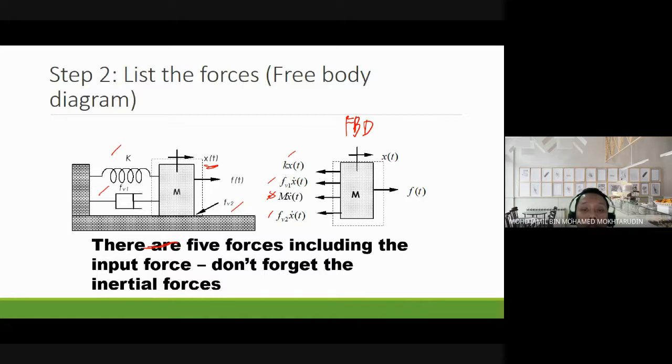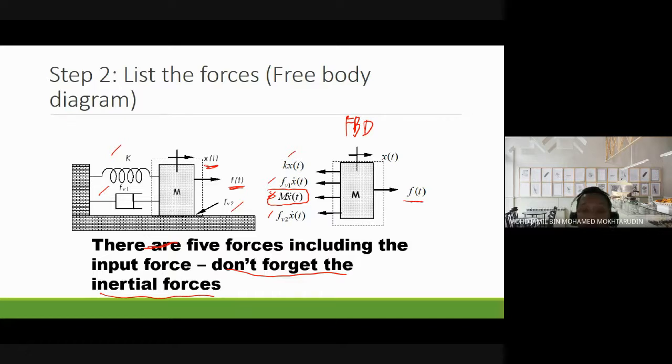And we have the input force, which is already given by the question, acting forward. So the force F is acting forward. Since the box M has a mass, we need to consider the inertial forces, so don't forget them. It is represented by M X double dot. So we have four forces acting backward, trying to pull the mass back to its original position, and the forward force F applied in the forward direction.